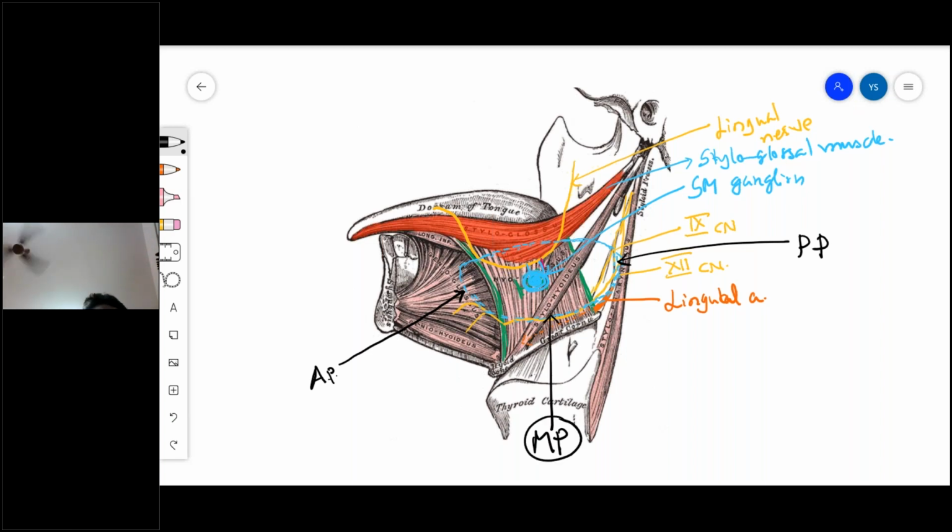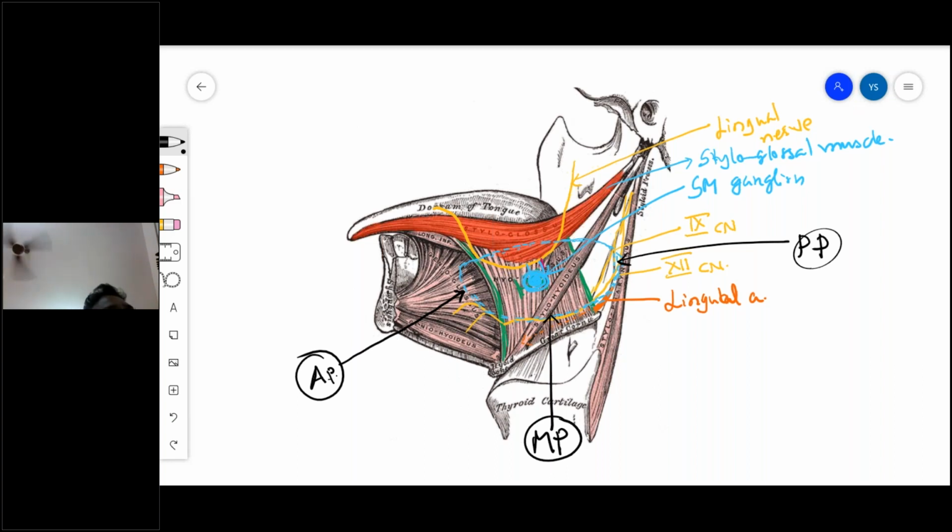What I am telling is, now we are trying to learn the medial relations of the superficial part. The medial relations of the superficial part divide into three parts: anterior part, middle part, and posterior part. With the three black color arrows I am showing you. Is it clear?